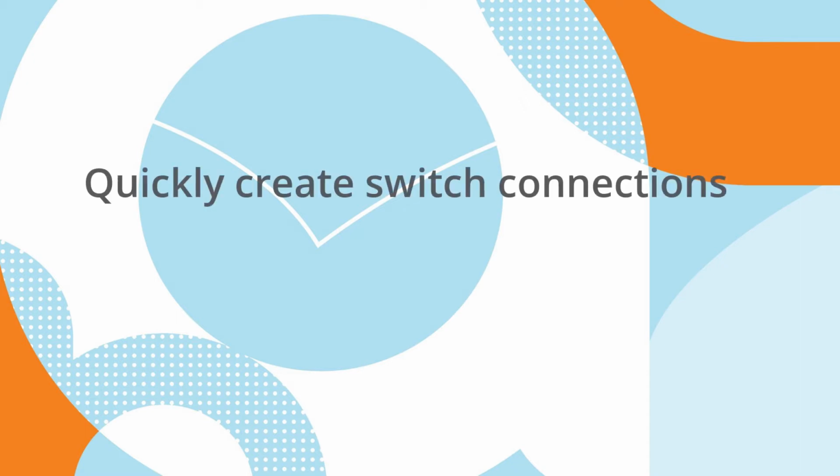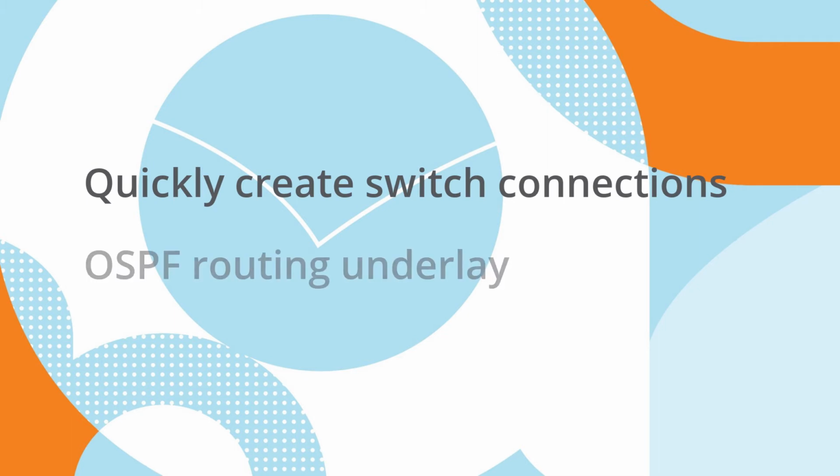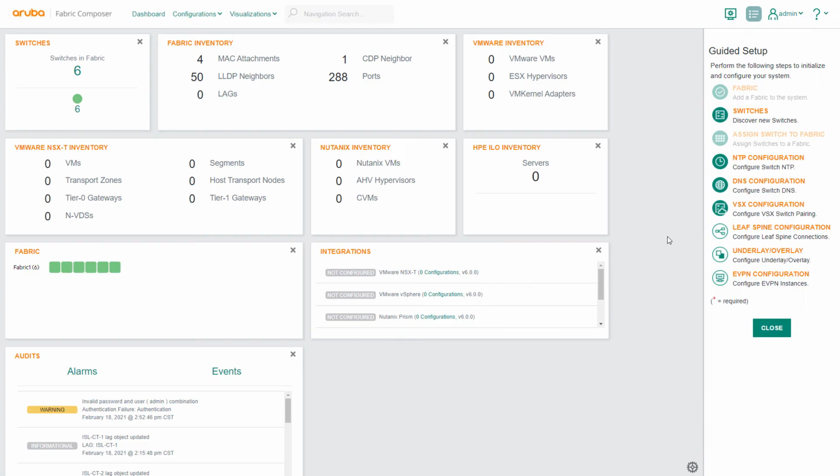Aruba Fabric Composer automates these processes. In this demo, we show how the combination of leaf spine and underlay overlay configuration workflow help to quickly create switch connections and the OSPF routing underlay that establishes a building block for communications. On the Aruba Fabric Composer dashboard, you can see six switches assigned to the fabric.